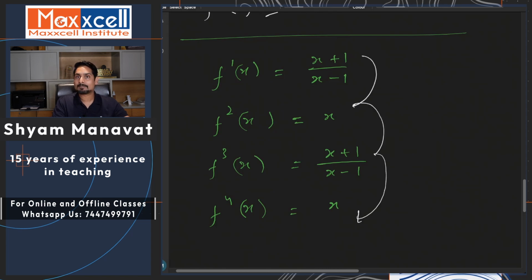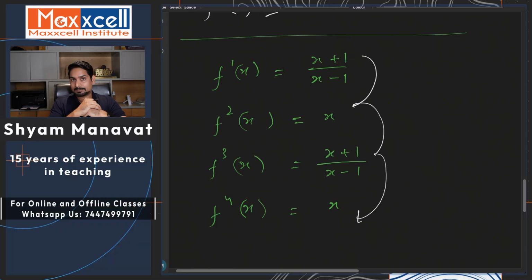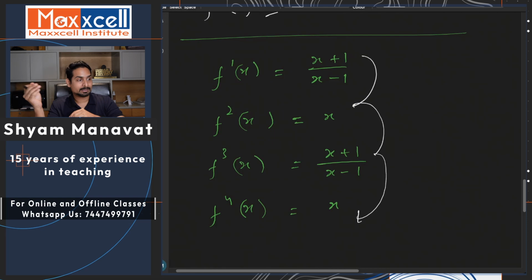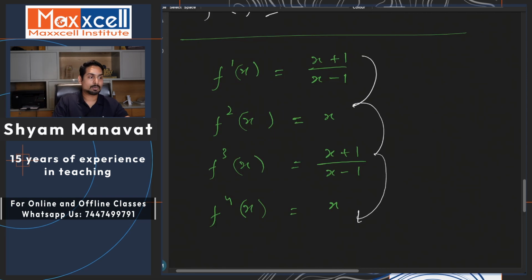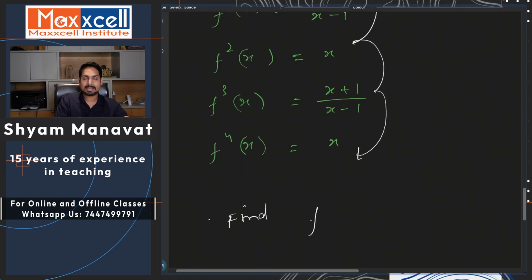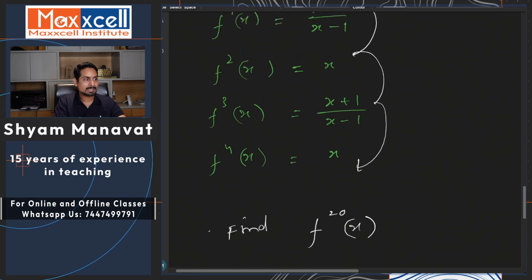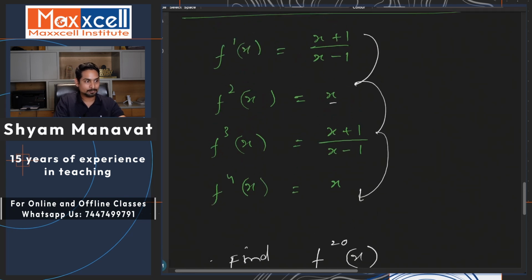Yeah, you will find this kind of question in exams where you find the repetition when you keep on finding the next iteration. So this will help you to generalize. Generalize what? If the question asks you to find f of x for 20 iterations, think about it. Second iteration is x, fourth iteration is x.